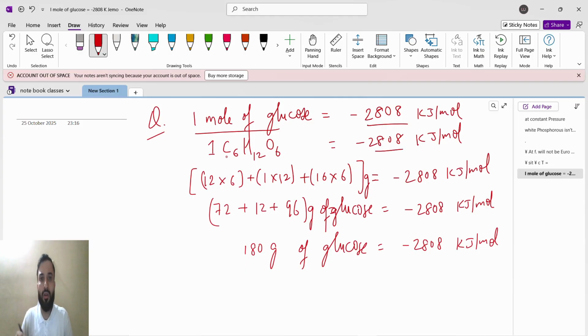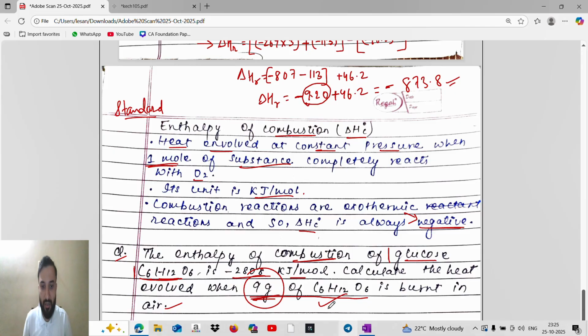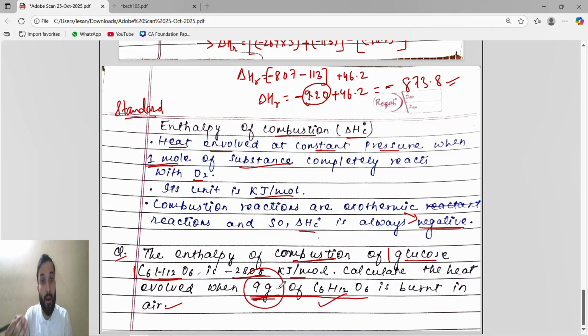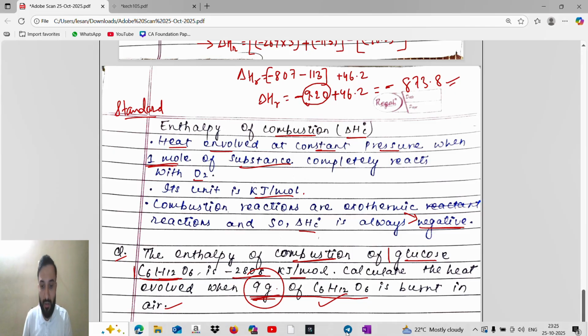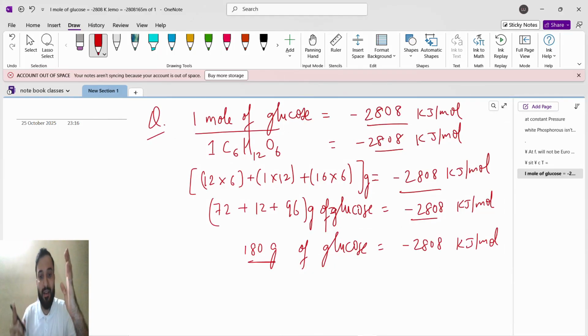We know how to find the formula mass, molecular mass. Carbon, hydrogen, oxygen, when we add this much gram of glucose, it holds this much. So 180 gram of glucose is equal to minus 2808. We have to find for 9 gram of glucose. We have to find for gram, so that's why we have changed it in terms of gram.